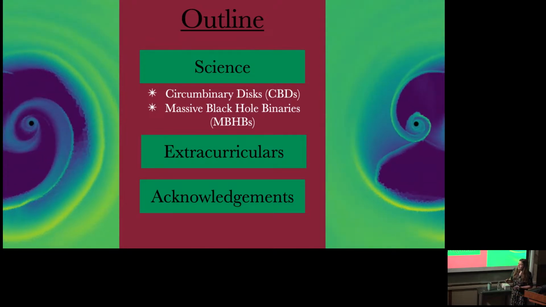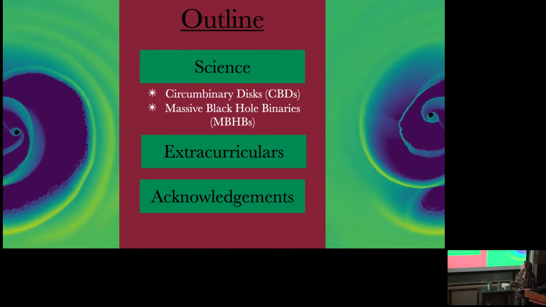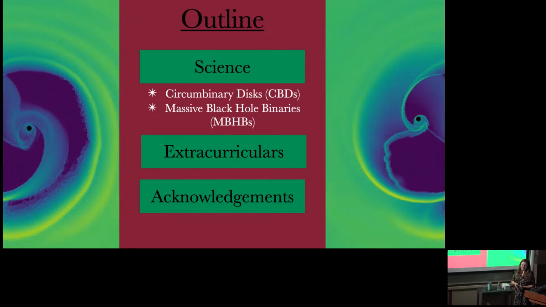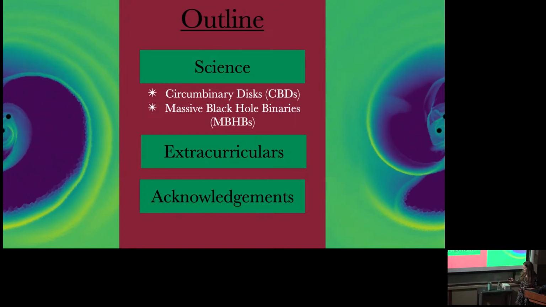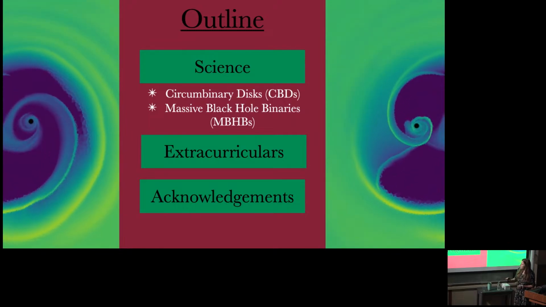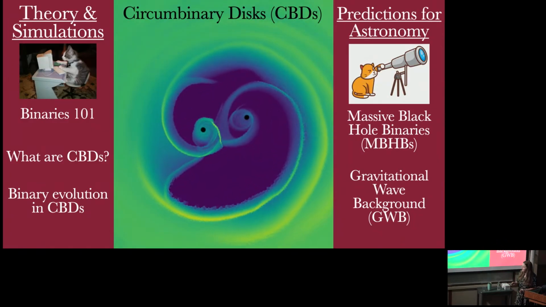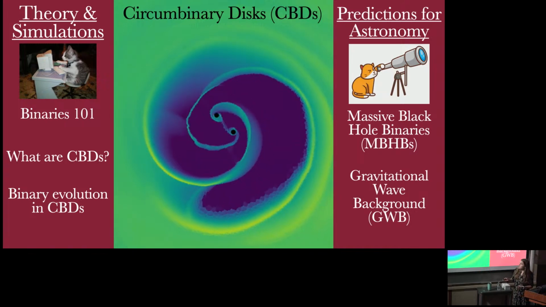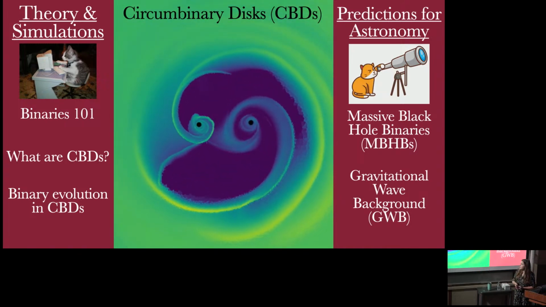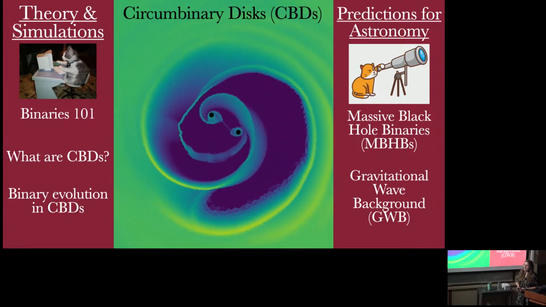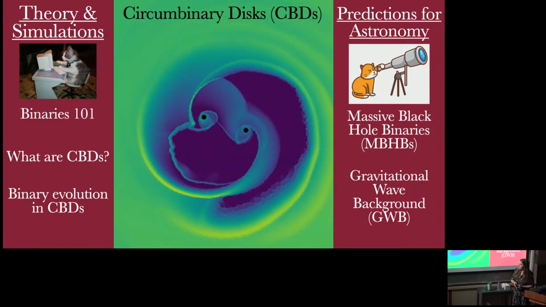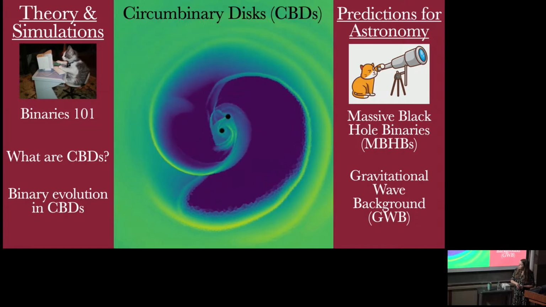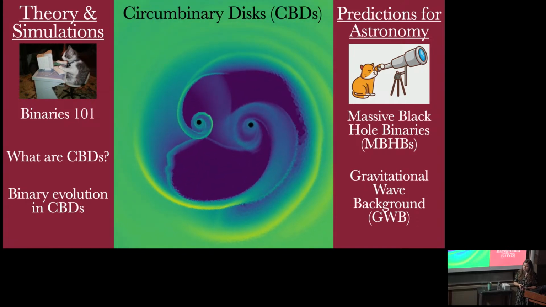Okay, so I will start, obviously, with the science. I will talk about circumbinary disks and massive black hole binary systems. And then I will also talk about extracurriculars, and Lars already gave it away. That's the garden. And I will finish with a very brief section of acknowledgements. Okay, so the science section is divided into two parts. I've chosen to first tell you about theory and simulations, including basics about binaries, so binaries 101. Then I will talk about circumbinary disks, what they are and why they are interesting. And then I will present maybe the first comprehensive binary evolution model in circumbinary disks.